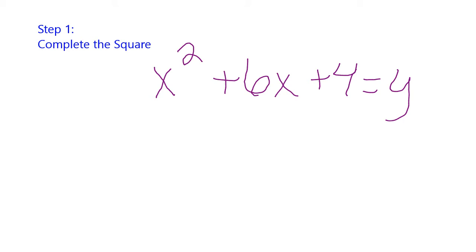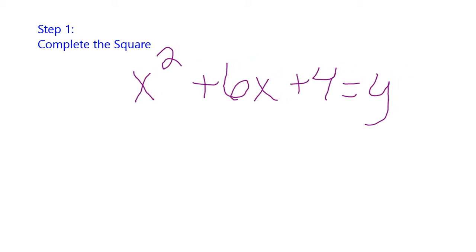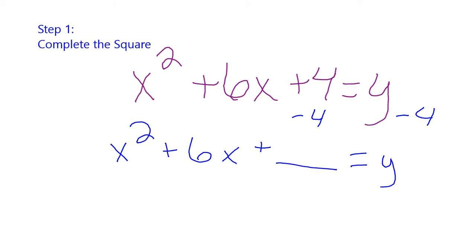The first thing we need to do is to move c, because we have x squared plus 6x plus 4. So we are going to move the plus 4 over with the y. So now I get x squared plus 6x plus, I'm going to leave a blank, equals y minus 4 plus a blank, because what we add to one side, we must add to the other side. To complete the square, I need to take half of b. So b is 6. Half of b is 3.